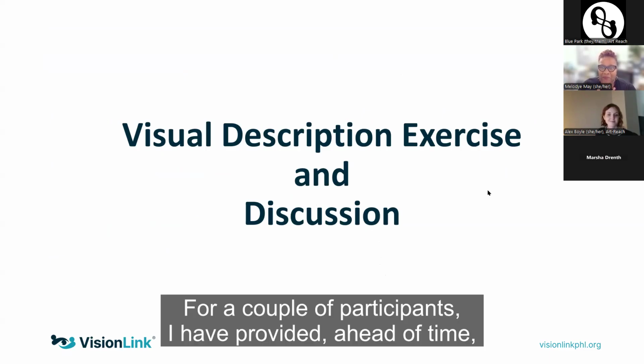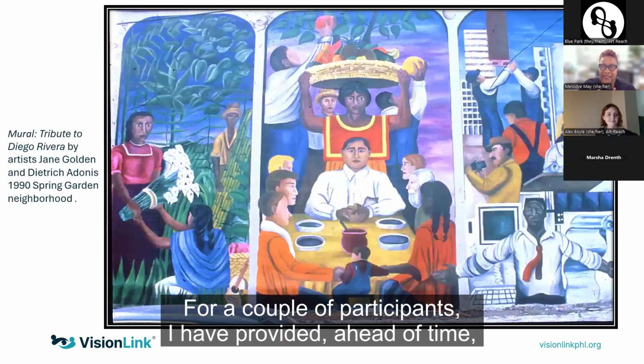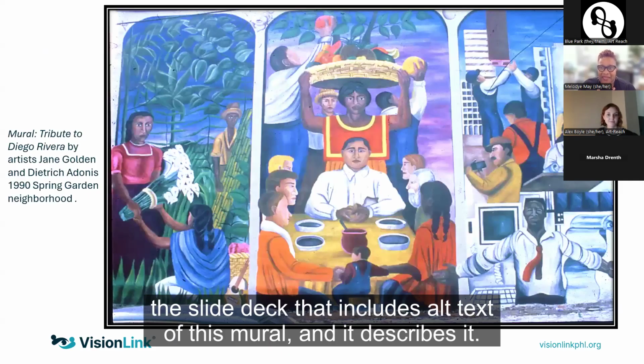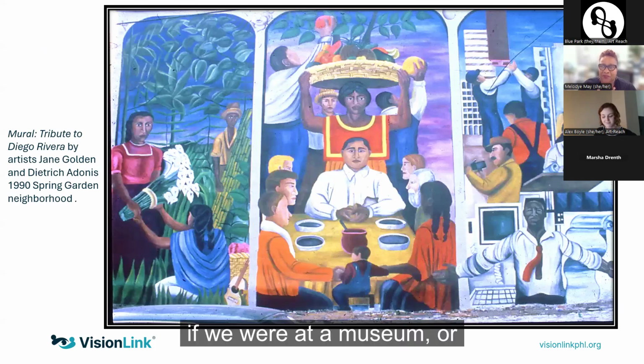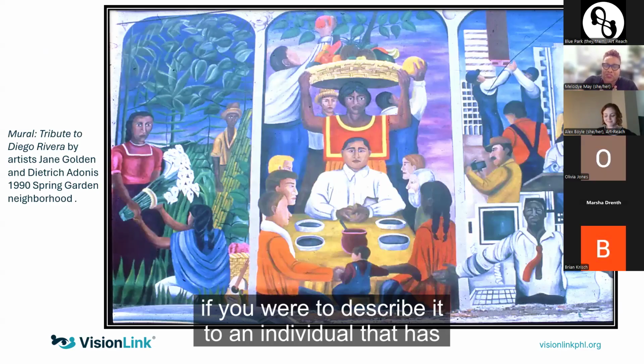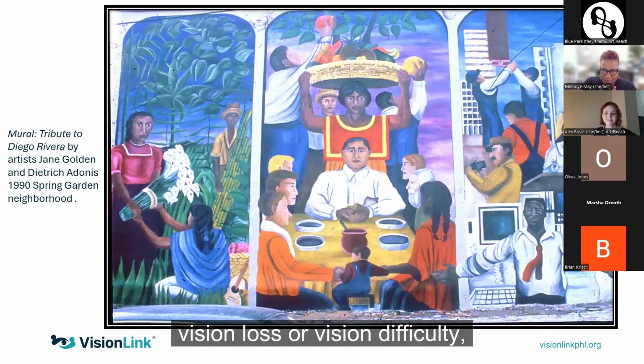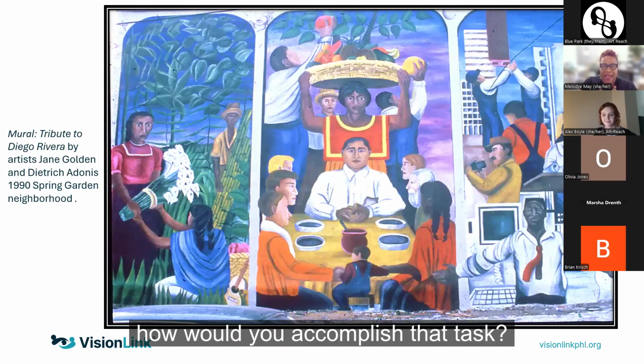And for a couple of participants, I have provided ahead of time the slide deck that includes alt text of this mural, and it describes it. So your task is, if we were at a museum, or this is actually a mural arts mural, if you were to describe it to an individual that has vision loss or vision difficulty, how would you accomplish that task?